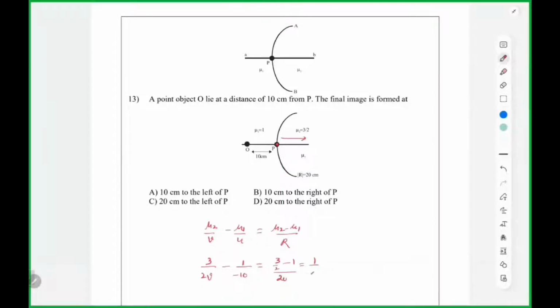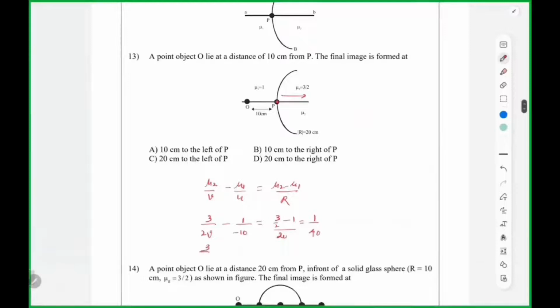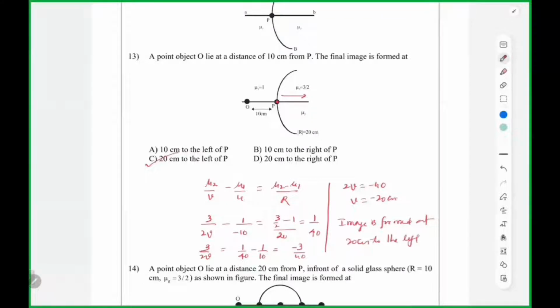So here you have 3 by 2V equal to 1 by 40 minus 1 by 10. You get here 1 minus 4. So from here what you can say is 2V will be minus 40. That means the minus indicates the image is formed at 20 centimeters to the left of P.